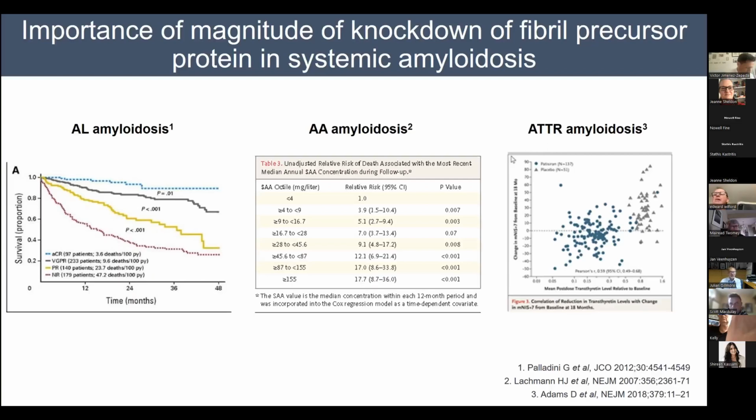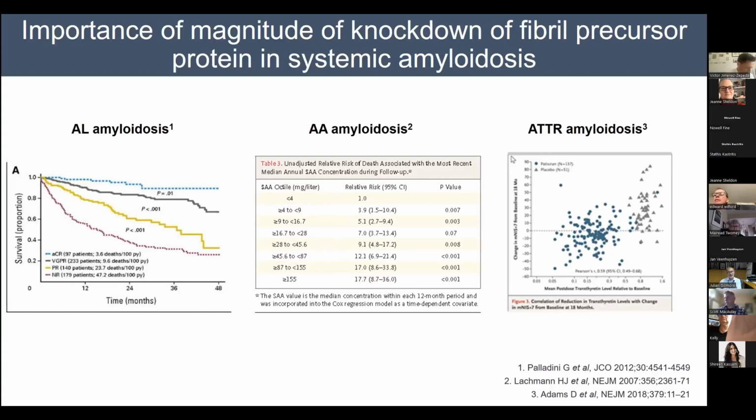The panel in the middle shows the relative risk of death in relation to octiles of serum amyloid A protein concentration in patients diagnosed with AA amyloidosis. So it's notable that the relative risk of death is nearly 4 times higher, you can see here, in patients with a median SAA concentration of between 4 and 9 milligrams per liter, compared to those with a median SAA concentration of less than 4 milligrams per liter. In other words, a normal SAA concentration. And you can see the very clear relationship between the magnitude of SAA knockdown and outcome.